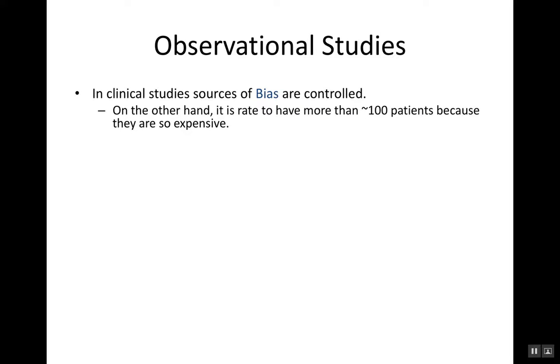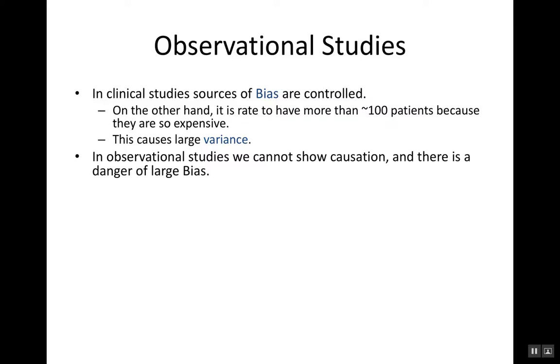However, it is hard to get more than 100 patients in a controlled trial because each patient is so expensive. This causes large variance, right? So we don't have bias in this case, but we have a very large variance because our n is relatively small. In the observational studies, we cannot show causation, and there is a danger of large bias.